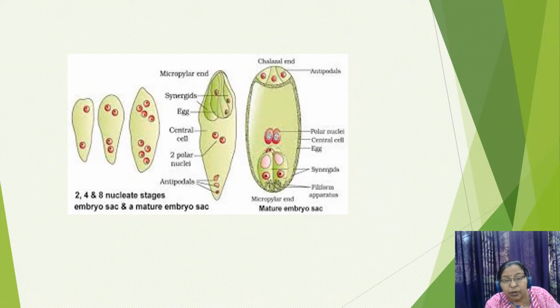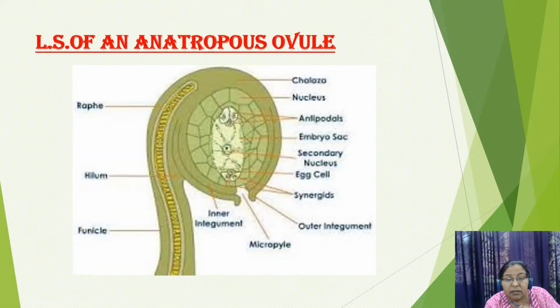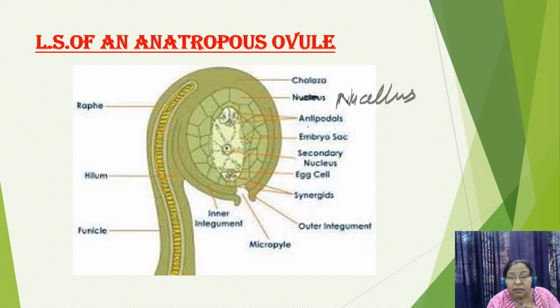Now the mature ovule. This is the picture from your book, you must have seen it. This is a mature embryo sac. This is a mature anatropous ovule. Here you can see a diagram drawn by some artist. This is the chalazal end, and this is not nucleus, this is nucellus tissue. I have already told you, nucellus. These are antipodals, the embryo sac, and the secondary nucleus. Here you can see at maturity those polar nuclei have fused together to produce a secondary nucleus. Can you tell me what will be the ploidy level? It will be diploid, because 2 haploid nuclei have joined, so it has become diploid. We'll study later what happens to this secondary nucleus.